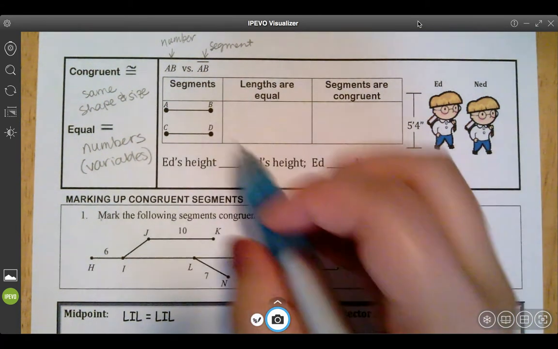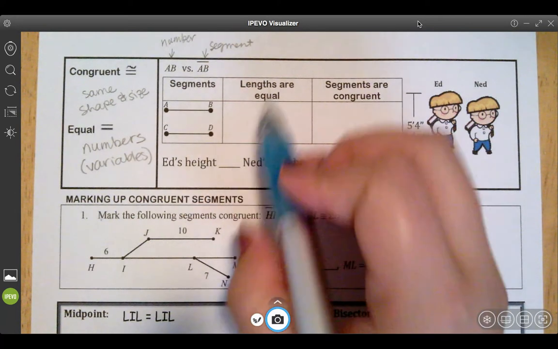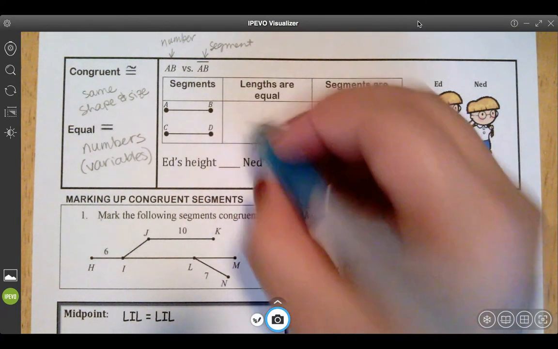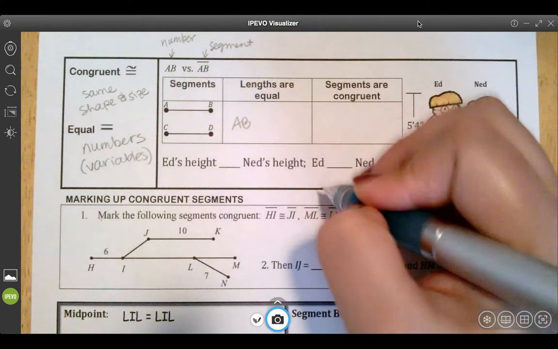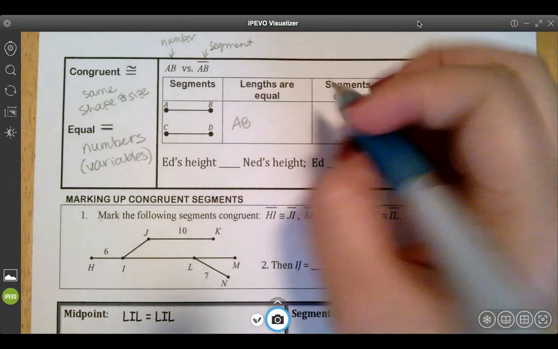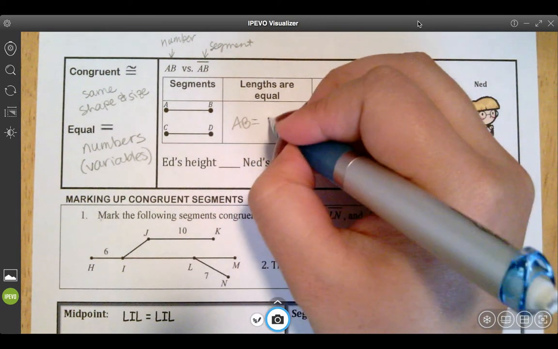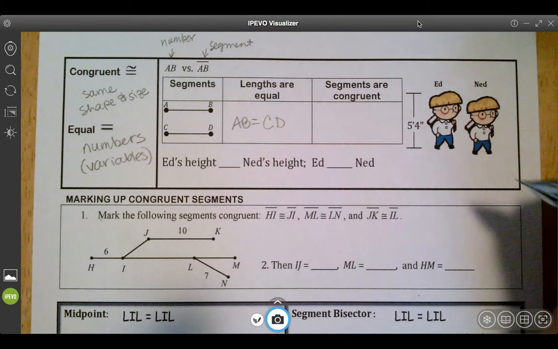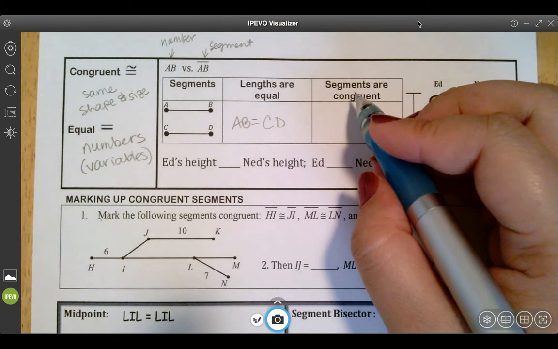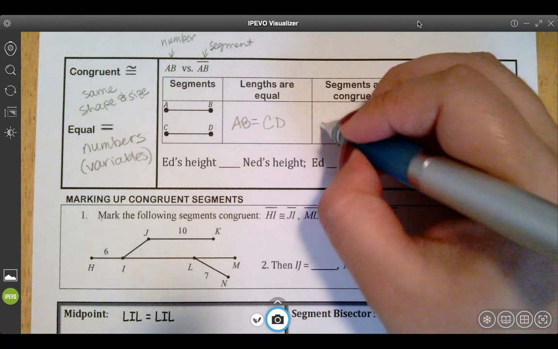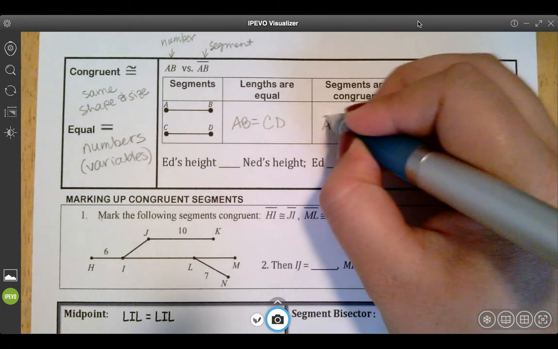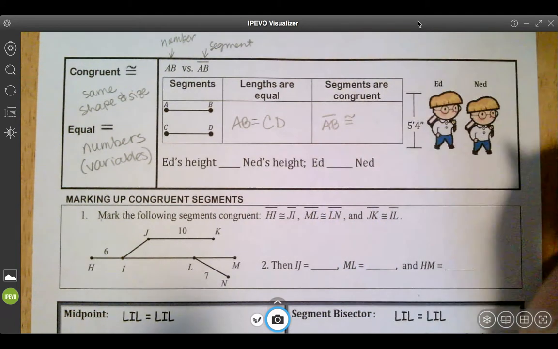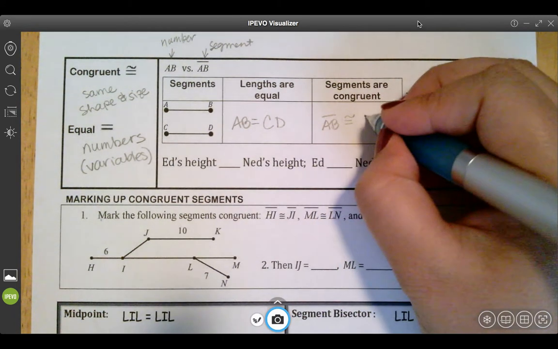Okay, so if I have two segments, in order to say that their lengths are equal, their lengths are numbers, so I can say that the number that describes AB, or its length, is equal to the number that describes CD. If I wanted to say that the two segments are the same, then I can say segment AB, not equal, but congruent. Segment AB is congruent to segment CD.